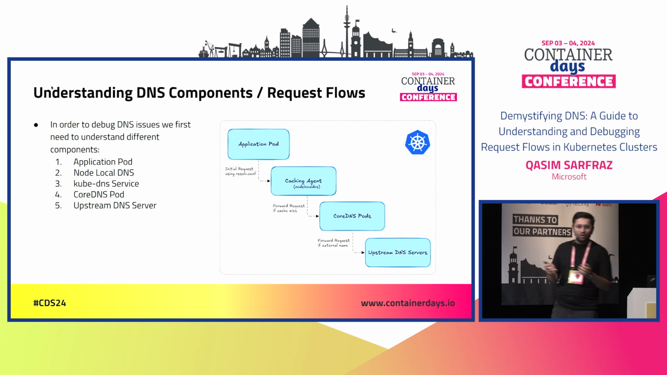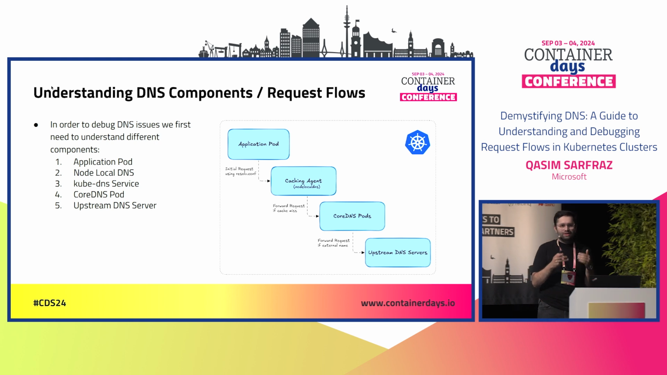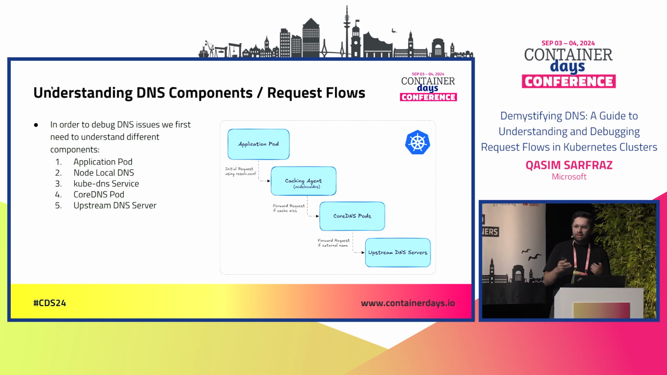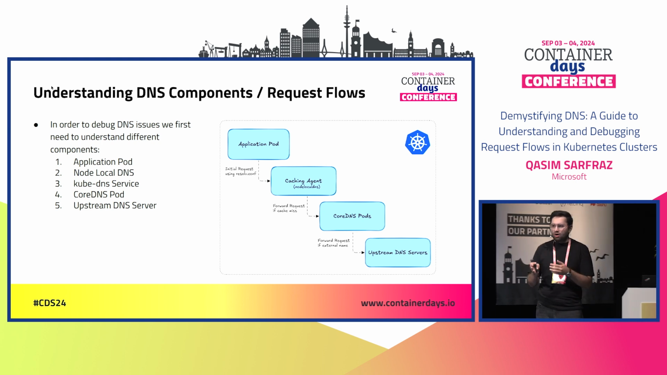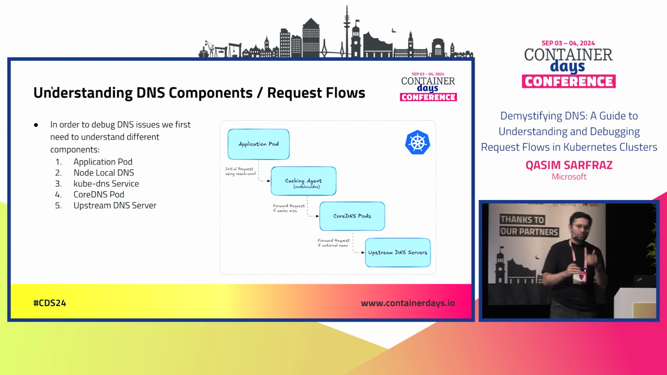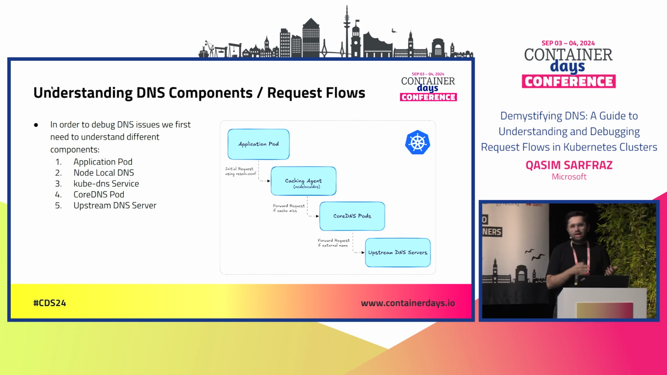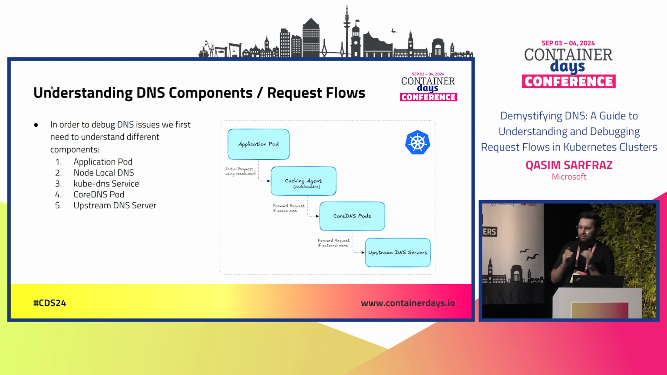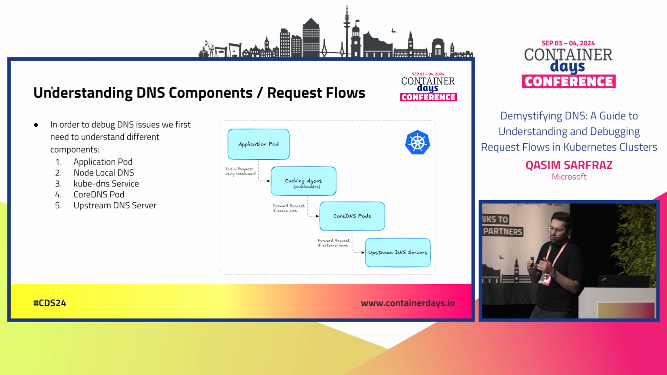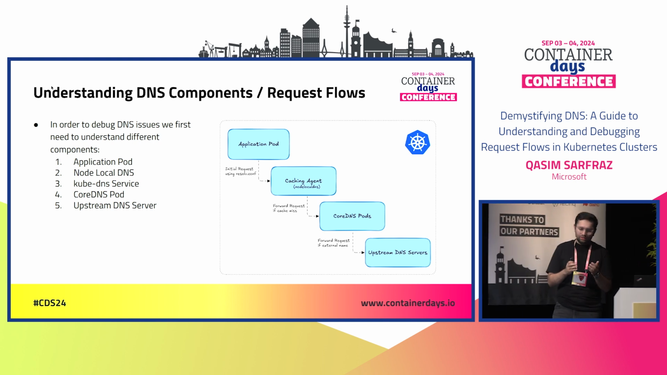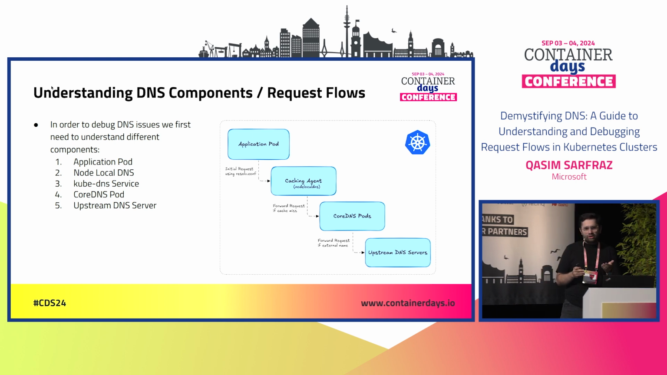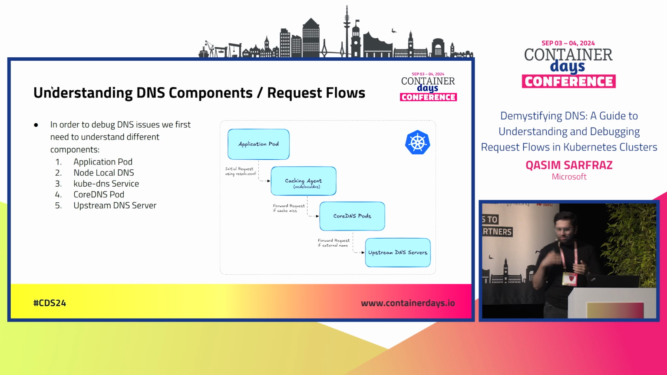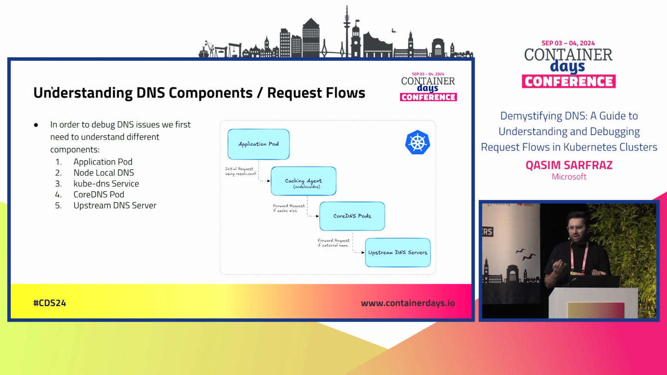In terms of the request flow, the application pod makes the initial request. Depending on if you have a caching agent like node local DNS, or you don't have it, the request will be forwarded to the CoreDNS pod or the caching agent. At the caching agent, like node local DNS, if it's a cache miss, the request is forwarded to the CoreDNS pod. Similarly, at the CoreDNS pod, if the domain we're trying to resolve is an external domain, it'll be forwarded to an upstream DNS server, otherwise answered directly.